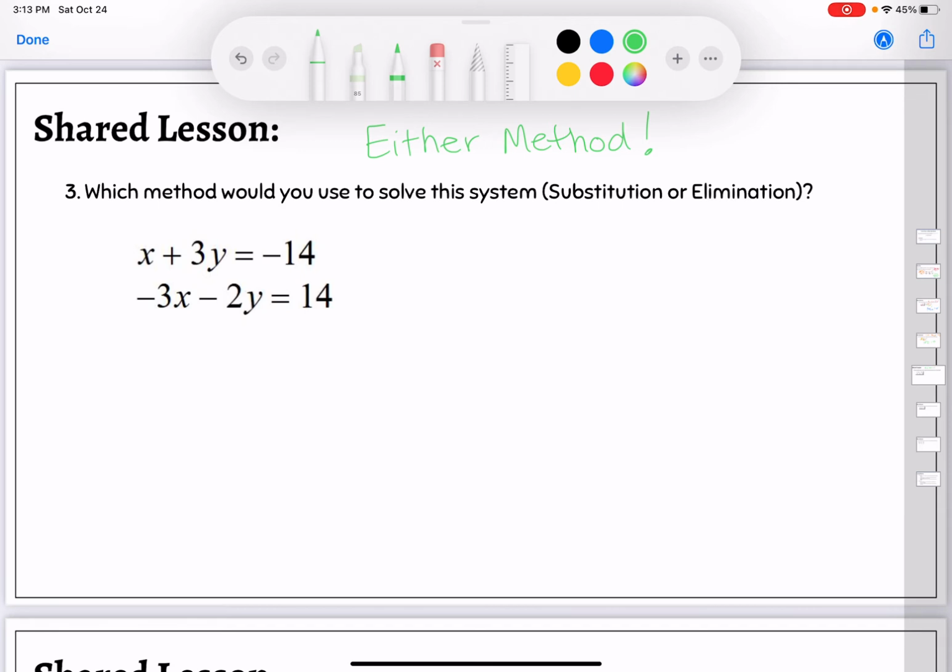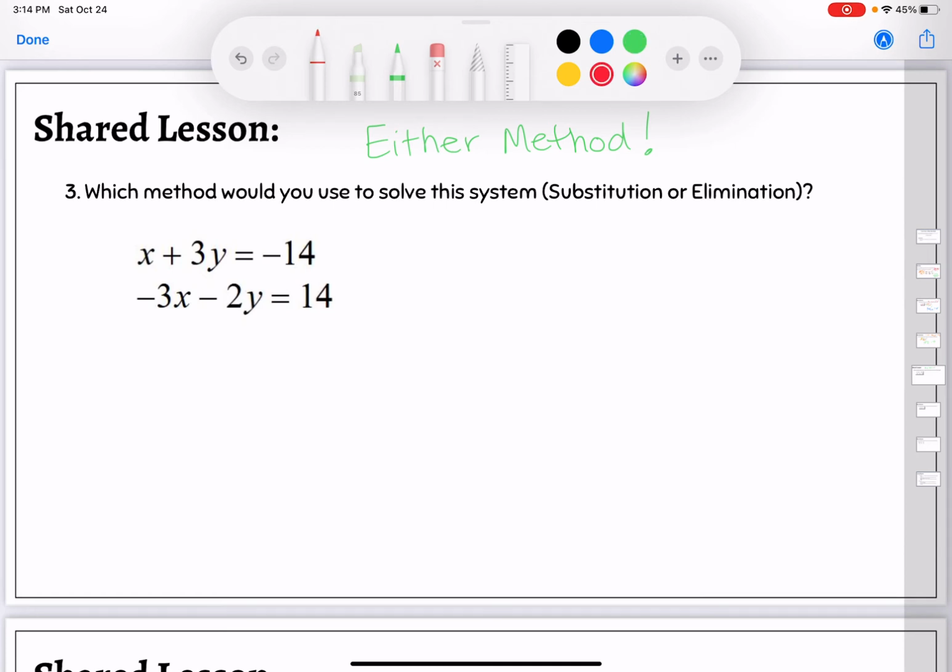Now, I tend to like elimination the best, probably because you could actually use elimination on any system out there. It always works. Sometimes you have to multiply and get some bigger numbers, but it always works. So I usually do elimination unless it's kind of already set up for substitution. For some reason, a lot of you seem to like substitution, so you could definitely do that. You just have to subtract 3y on both sides and you'd have x equals. But you should end up with the same answer no matter which method you use.